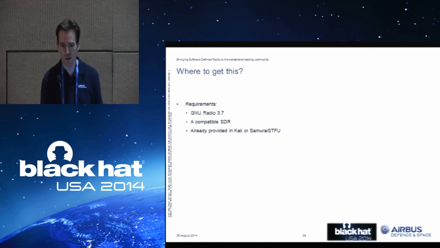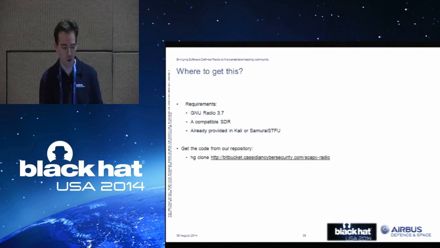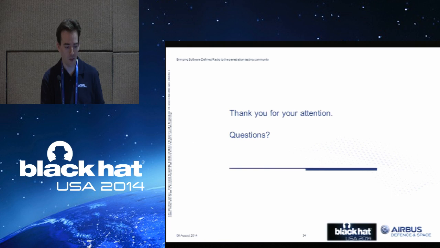GNU Radio 3.7 is already provided in Kali Linux or Samurai STFU, and you also need a compatible SDR, of course. Then you just grab the code from our Bitbucket repository. You go into the directory and launch install. You don't need to launch it as root. It will automatically sudo when it needs to. And that's all. You have all you need to be able to deal with that.